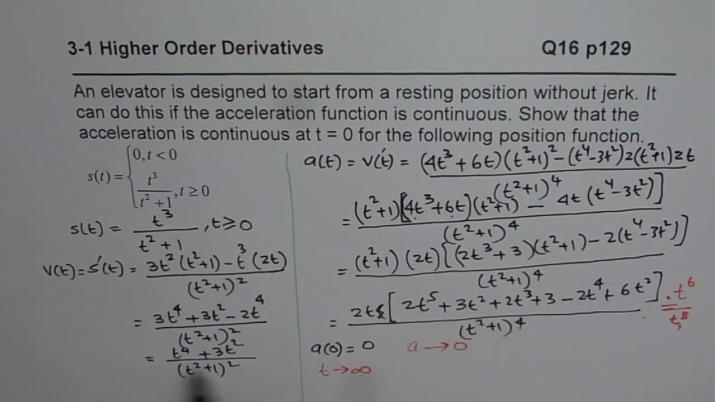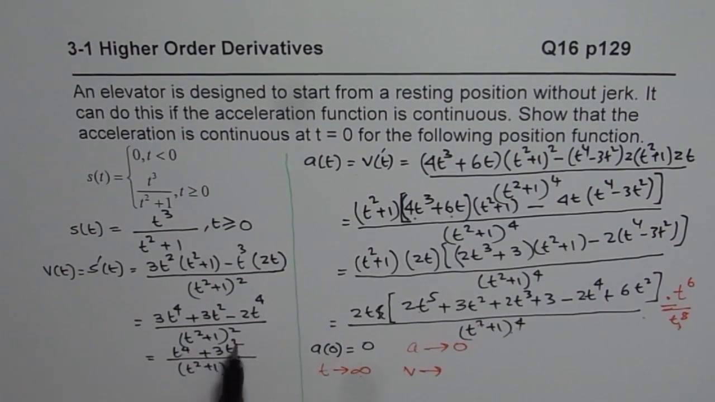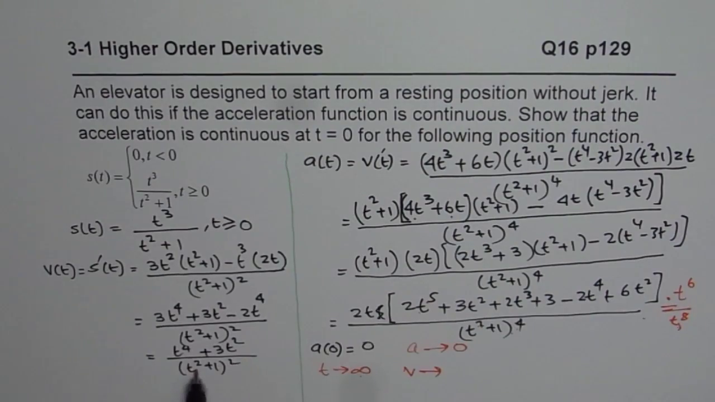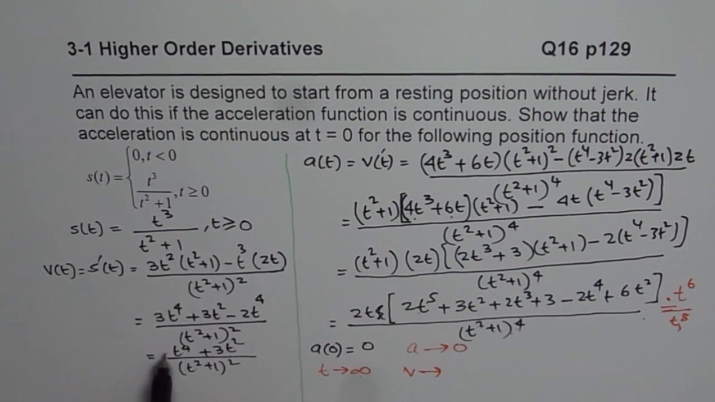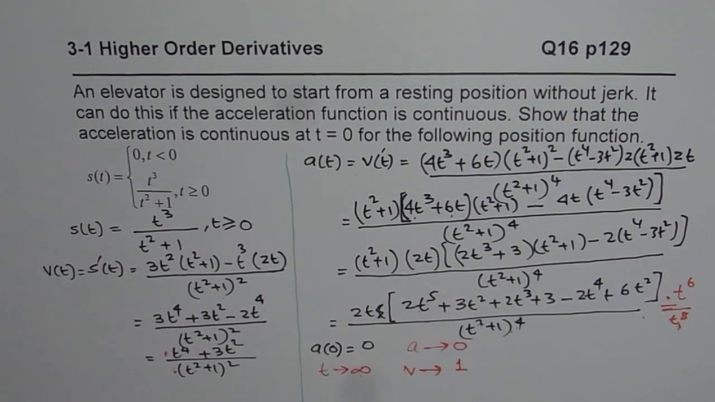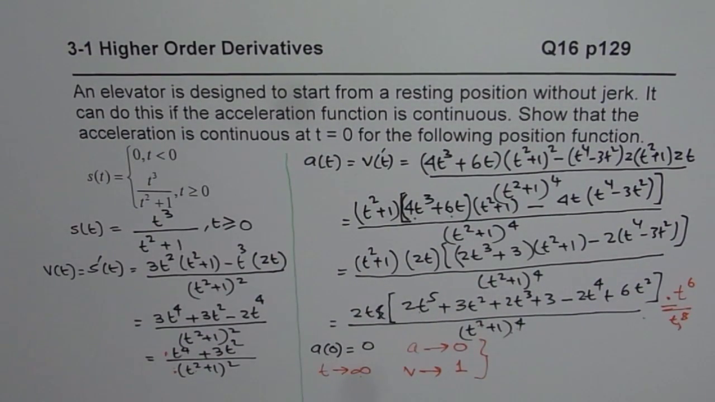As far as velocity is concerned, the degree of the numerator is 4 and the denominator also is 4. Since the degrees are the same, the velocity approaches the ratio of the coefficients, which are both 1, so the velocity approaches 1. That is part B of this question. We'll take it up in another video also, but that is how you can complete the solution of this particular question. I hope that helps. Thank you and all the best.